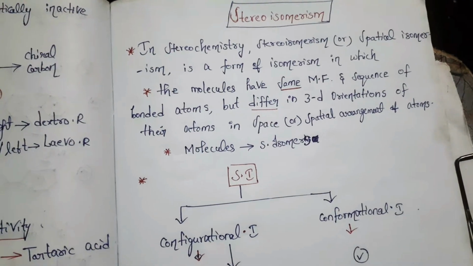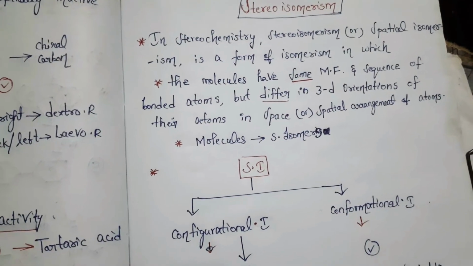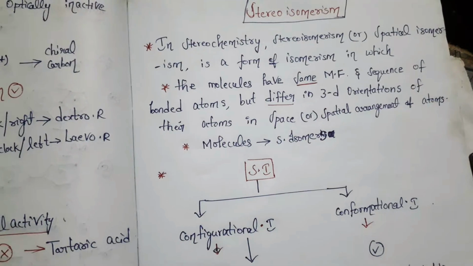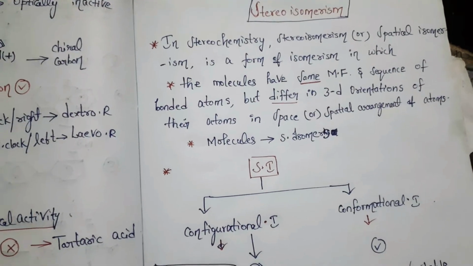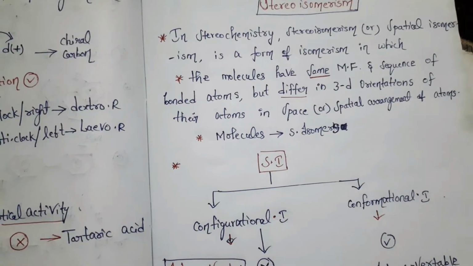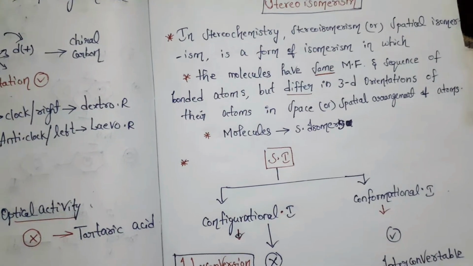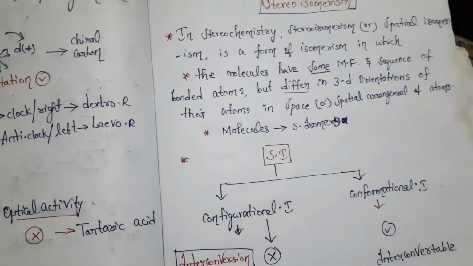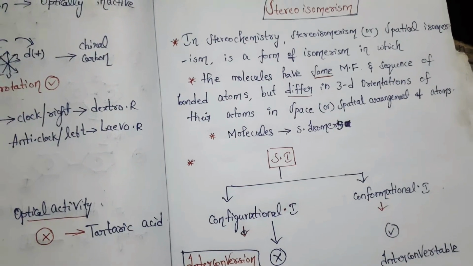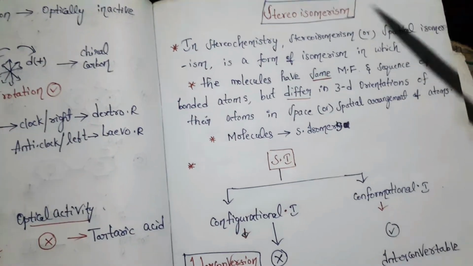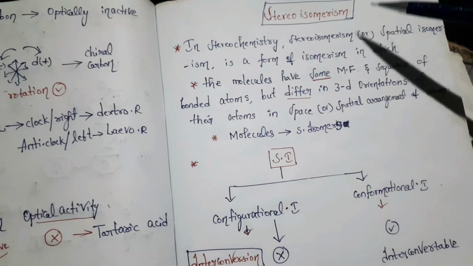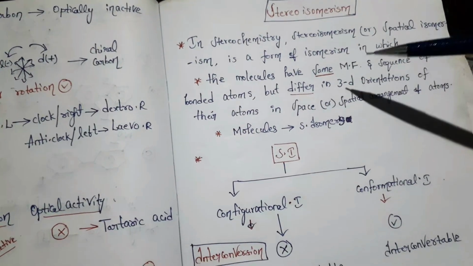Today our topic is stereoisomerism. We know that, what is isomerism? Isomerism means they have the same molecular formula but differ in arrangement of atoms in space. Okay, today we are going to discuss stereoisomerism. This stereoisomerism is also called spatial isomerism.